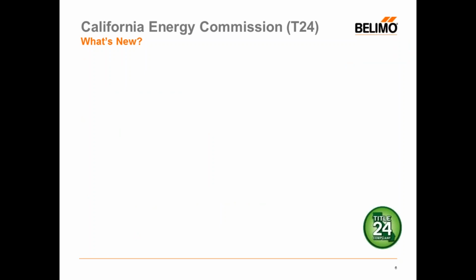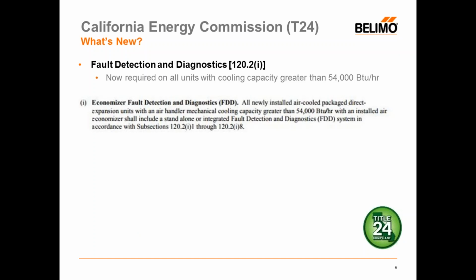California Title 24 now mandates that units with cooling capacity greater than 54,000 BTUs now include economizer control that supports enhanced fault detection and diagnostics.